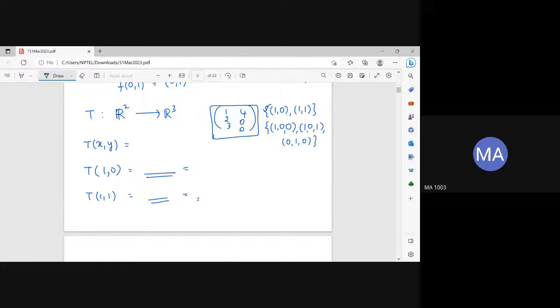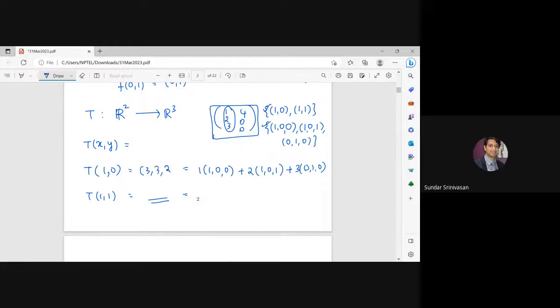But we know that the first column represents the coefficients in terms of these basis elements, right? Yes, ma'am. 1 × (1,0,0) plus 2 × (1,0,1) plus 3 × (0,1,0). This is how we got the matrix of the linear transformation. So now we know what the image is: (1+2, 3, 2) ... that is, (3, 3, 2).